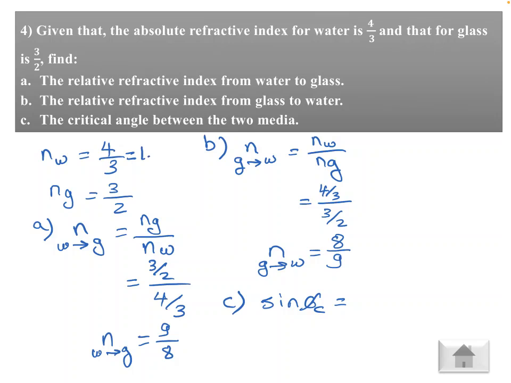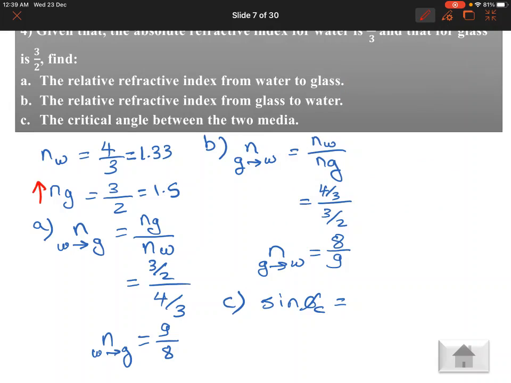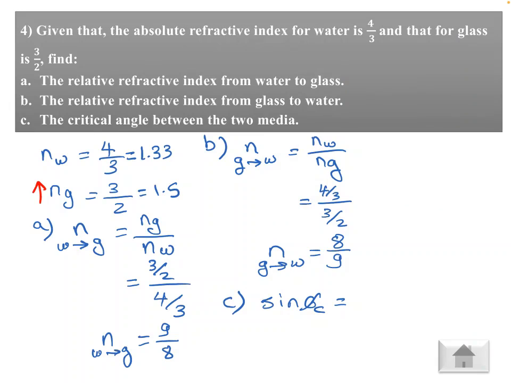4 over 3 in decimal will be 1.33. 3 over 2 in decimal will be 1.5. Which of them is larger, N water or N glass? You can notice that N glass will be larger. Now, sine phi c from glass to water equals N water over N glass. Again, which of them is larger? N glass 1.5, N water 1.33.